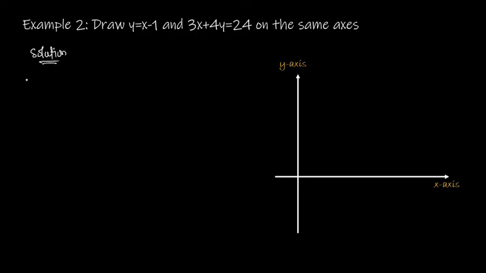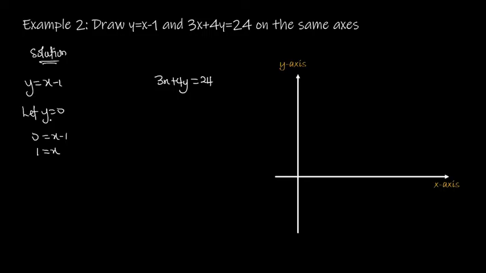So we have the equation y is equal to x minus 1, and then we have another equation 3x plus 4y equals 24. Now in order for us to plot these equations, we need to get the coordinates or the points for this particular graph. Now what we need to do is, first of all, we say let y be equal to 0. If y is 0, then it means that we substitute y here. We have 0 is equal to x minus 1, which therefore means that if I bring the negative 1 here, I have 1 is equal to x.